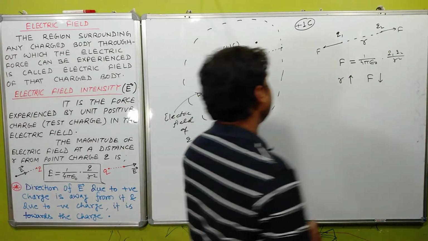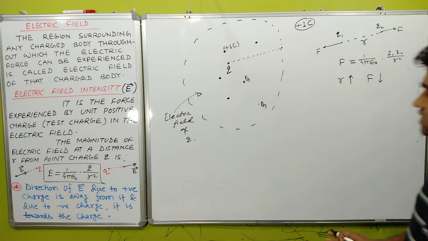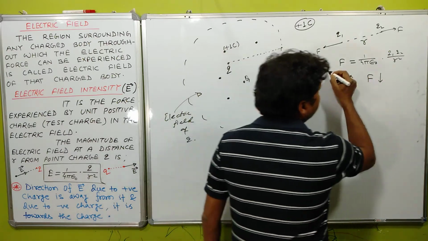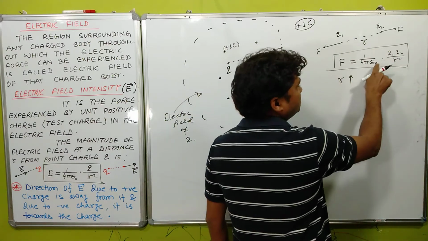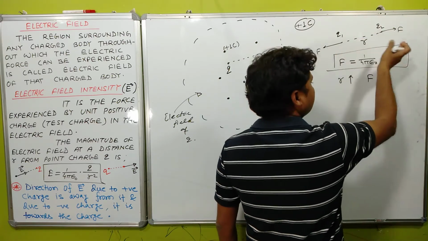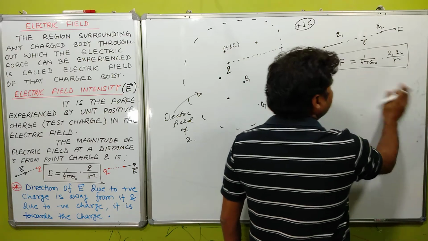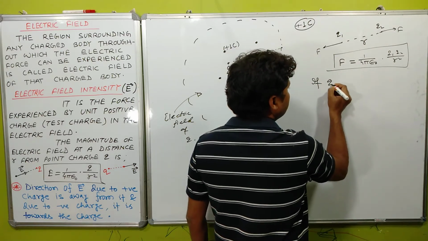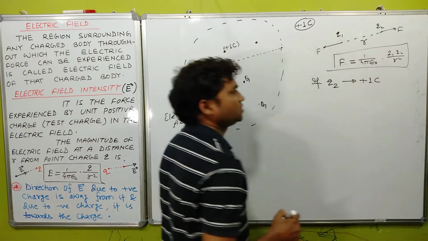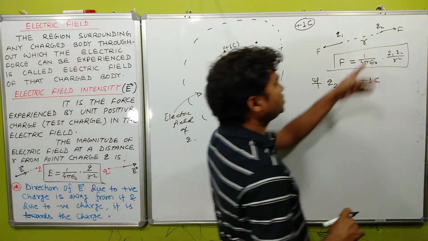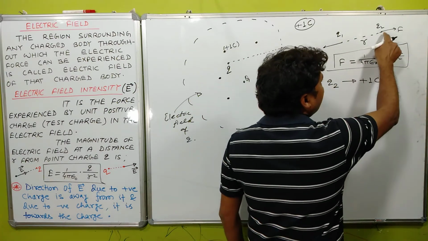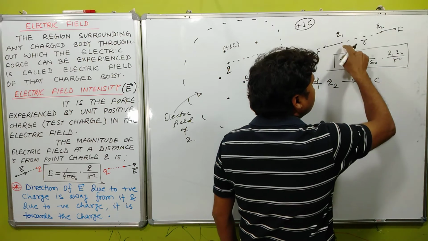How will we calculate this? Let us see a common description. Student, we know that this is the force acting on q2 due to q1 and vice versa. Are you understanding? Okay. Now, if q2 becomes plus 1 coulomb charge, a unit positive charge, it means we are now interested in knowing the value of electric field at this point due to this q1.